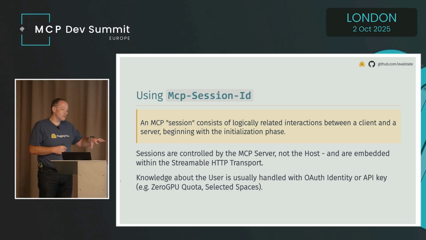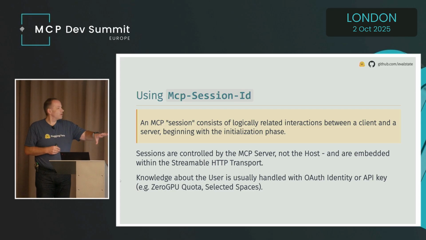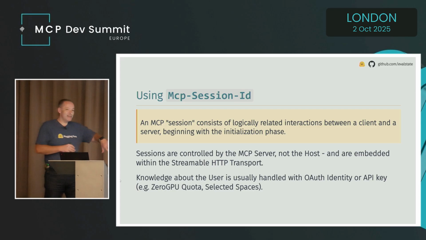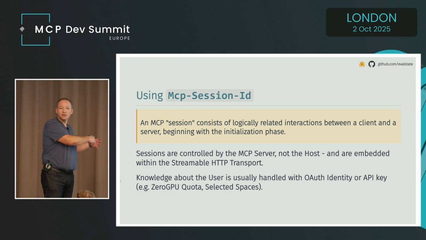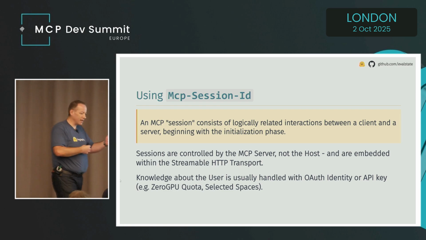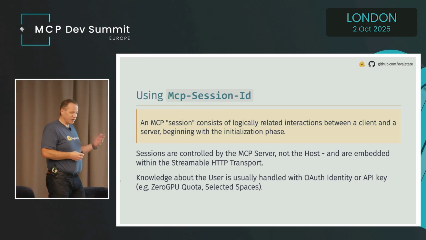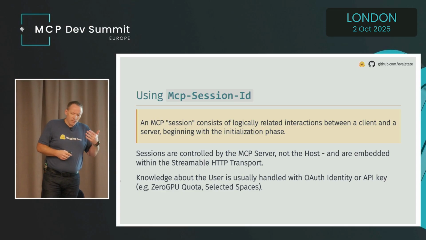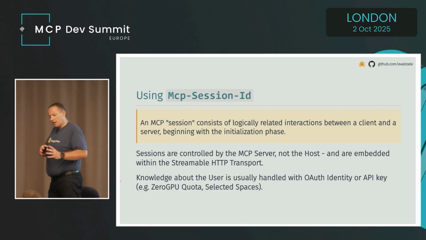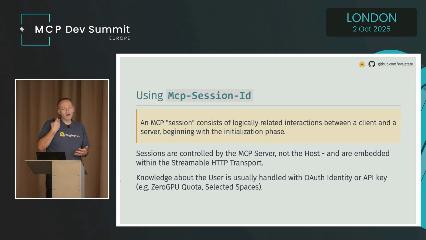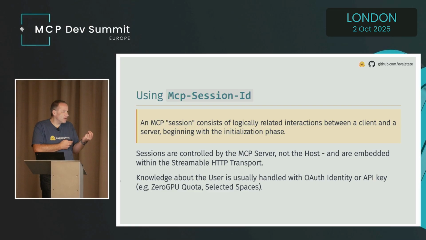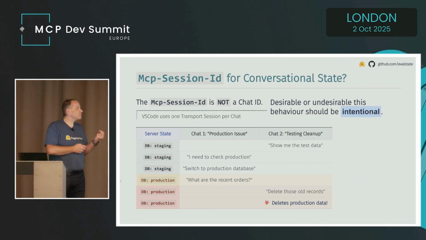Now, for us, and I think probably for most people writing MCP servers, identity is going to be managed by the OAuth login or an API key or something else that you've got for servicing back-end APIs. So for us, we manage ZeroGPU quotas, the spaces you've got configured in the proxy server, and all of that kind of stuff. So the session ID is very, very tightly coupled to the transport, right? It's not part of the data layer.